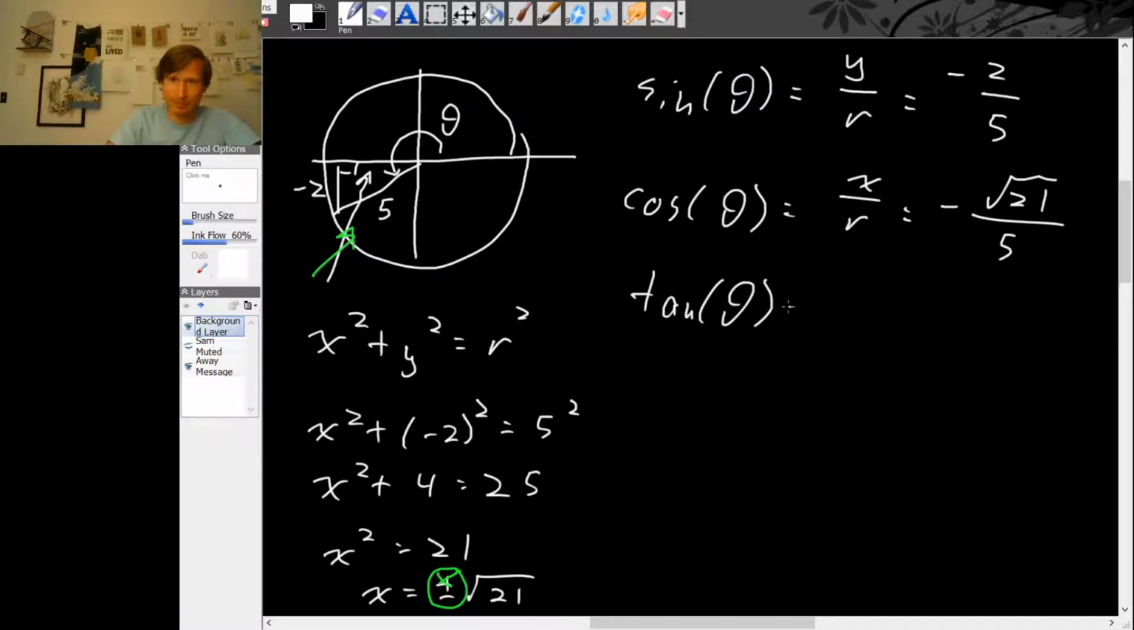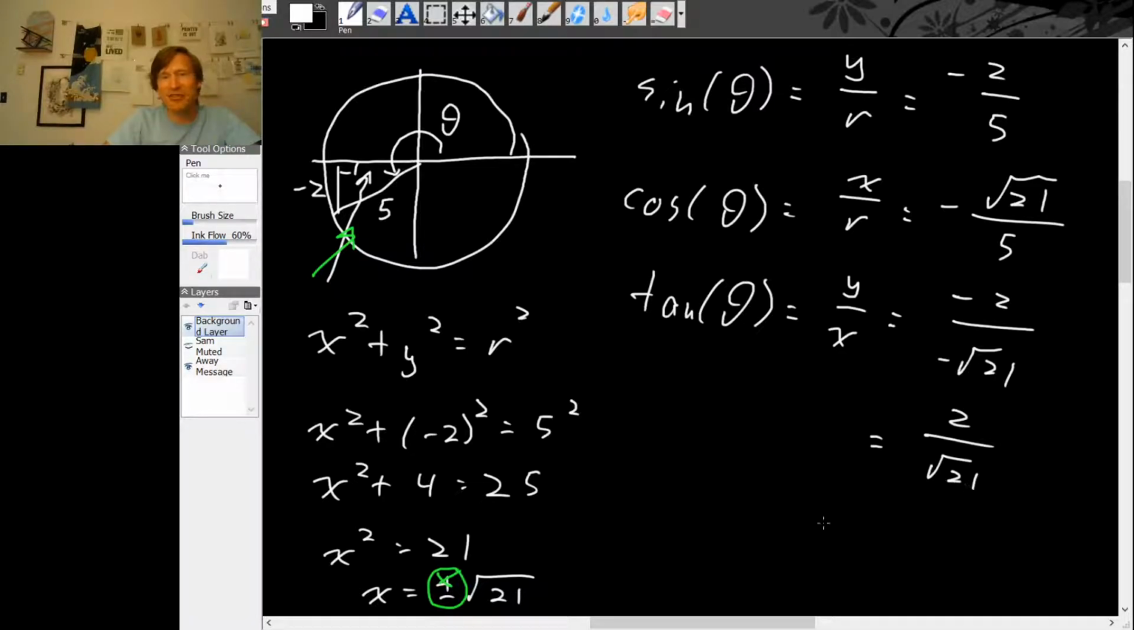Tangent of theta is y over x. Y is -2. X is negative square root of 21. And so this is 2 over root 21. And you can see, since we know all 3 sides of this right triangle, finding the other 3 trig functions would be a matter of just taking the appropriate ratios.